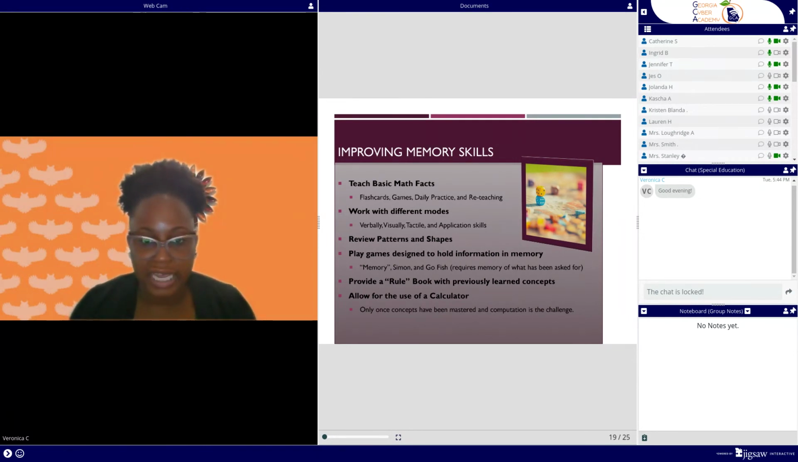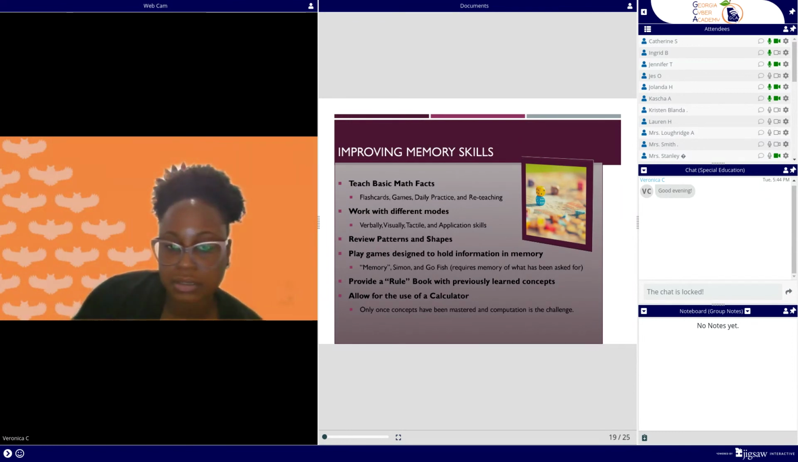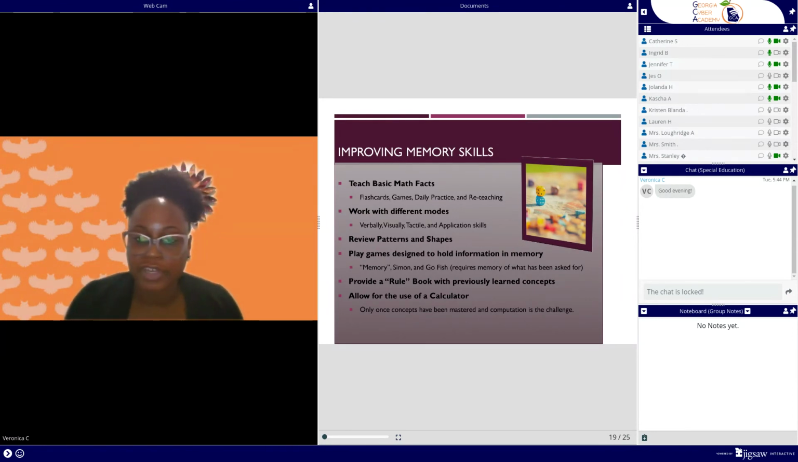Reviewing patterns and shapes, playing games such as Memory and Simon and Go Fish, providing a rule book with previously learned concepts. So, like jotting down some notes for the student to go back to, and allowing for the use of the calculator. Sometimes the calculator can help that student better focus on the problem.